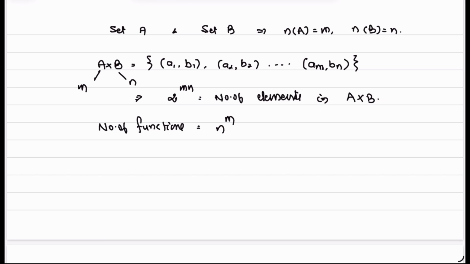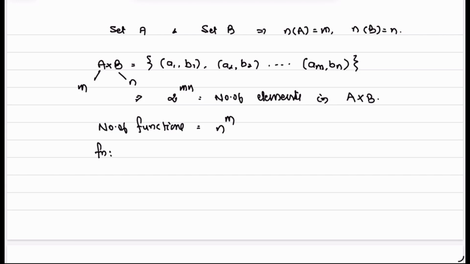In this, the function will be defined as a regular definition of a function: every element of A has an element in B as an image of it. That is the definition. Then it is called the function. That particular subset is called the function.